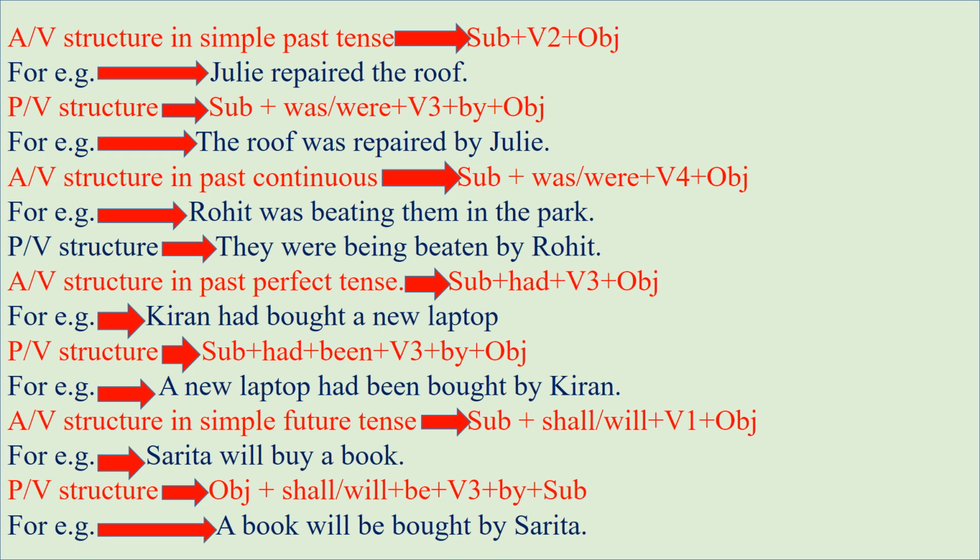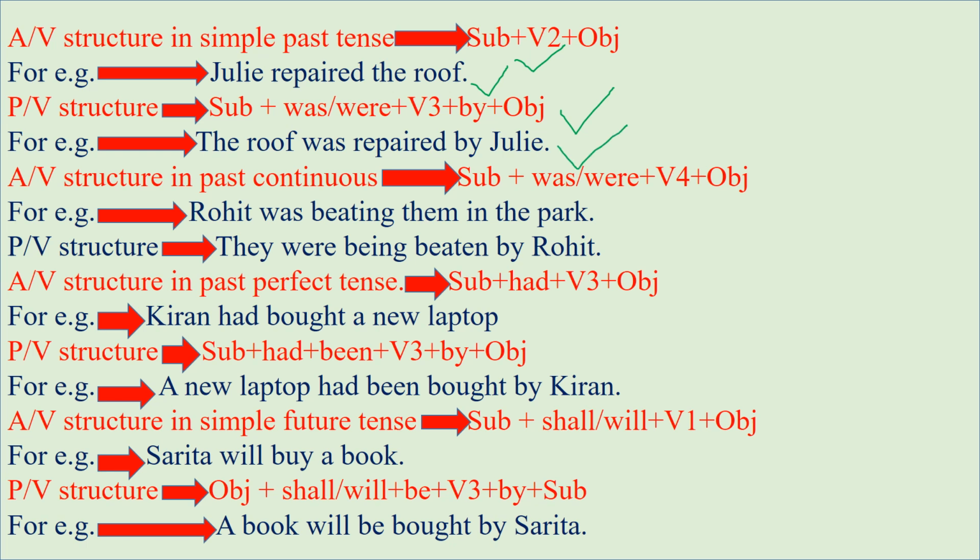Active voice structure in simple past tense. The rule is subject plus V2 plus object. For example, Julie repaired the roof. Passive voice structure is subject plus was, were plus verb 3 plus by plus object. The roof was repaired by Julie.